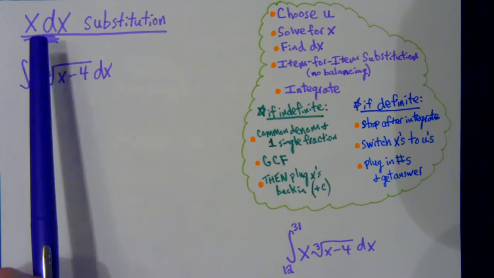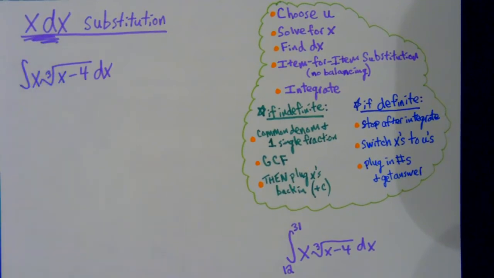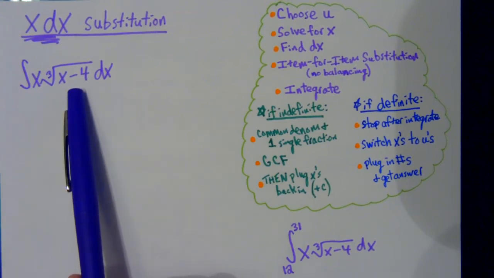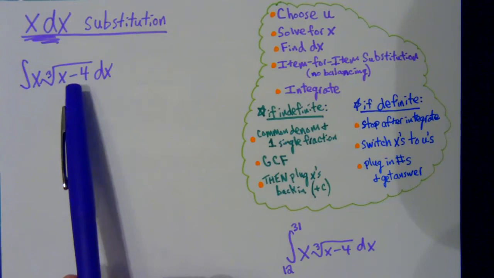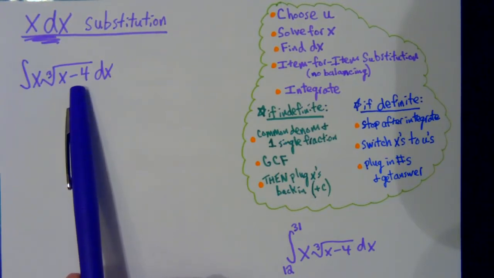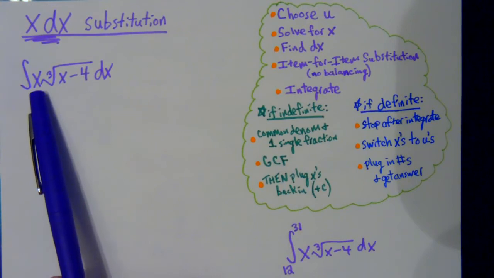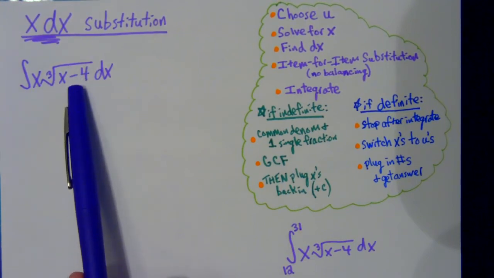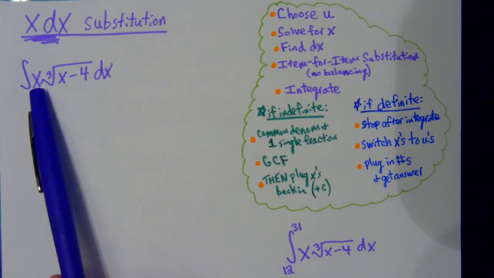Typically, the only time I go straight to an XDX is if I have radicals in the problem and a UDU is not working. Notice that if I had an x squared minus 4 inside that radical, that's a UDU, because if I let the u equal the x squared minus 4, the du is equal to 2x. I get the x to match up, balance the 2 with the 1/2. But see, if I let the u equal the x minus 4, the du is equal to 1, I'm not getting that x to match up.